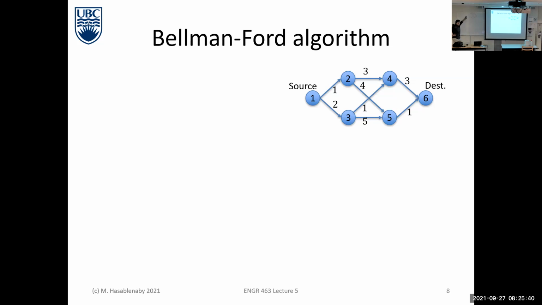Okay, so the first step, you will make this table. Nodes 1, 2, 3, 4, 5, 6, and here the number of iteration. And we will start with iteration number 0.